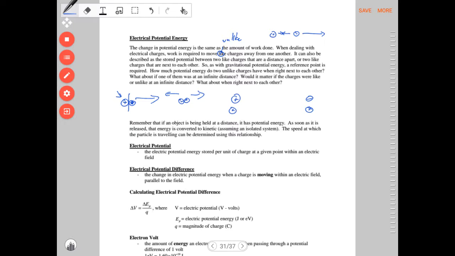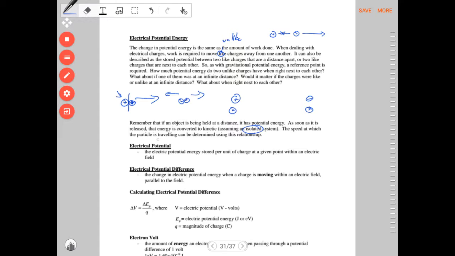Remember that if an object is being held at a distance, it has potential energy. If I have to hold it, which means it doesn't want to stay there, then it has potential energy. As soon as it is released, that energy is converted into kinetic energy. And again, this is assuming we have an isolated system: no external forces act, no matter comes in, no extra energy comes in, that kind of thing.